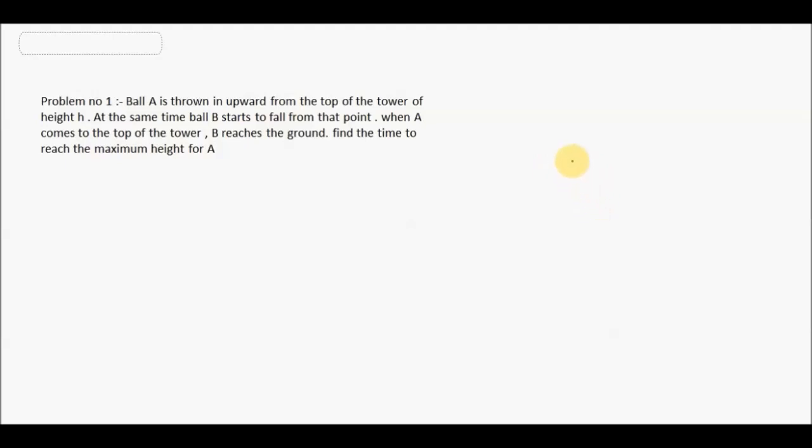The question says that we have a tower of height h. Let me draw that. Sorry, my drawing is not so appropriate. I have a tower of height h and we have two balls, ball A and ball B. Ball A, let me assume, is thrown upward with an initial velocity of u meter per second. Since ball B falls from the point, we can say that its initial velocity is equal to 0.